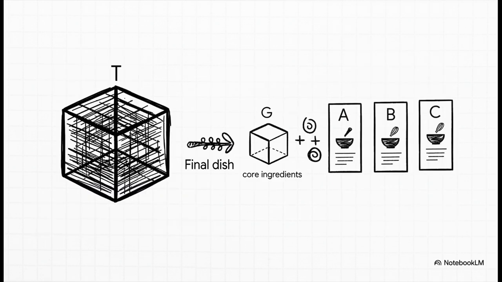So here's the recipe formula in action. It looks a little mathy, but it's super simple with our analogy. On the left, you've got T, that's our tensor, the final dish we're trying to understand. And on the right, those are all the parts of the recipe. G is what we call the core tensor. Think of these as the main essential ingredients. And the A, B, and C, those are the factor matrices. They're the mixing instructions. They tell us exactly how to combine those core ingredients to get our final dish.